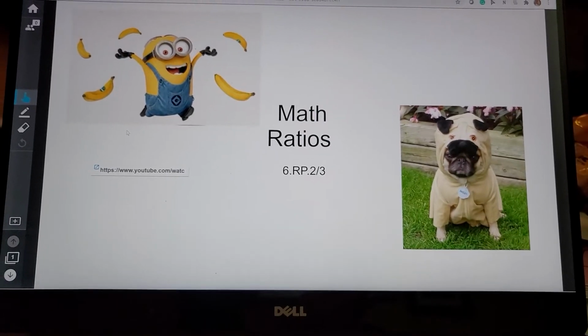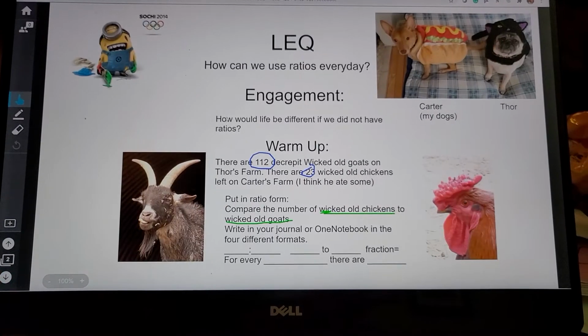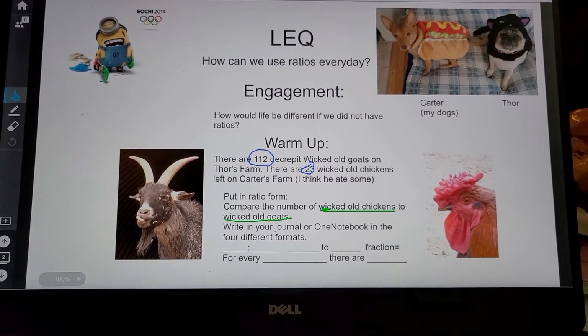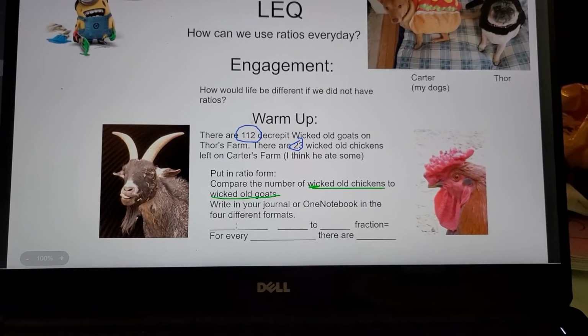Health ratios, September 14th through 18th. The open-ended question: how can we use ratios every day? The engagement: how would life be different if we did not have ratios?